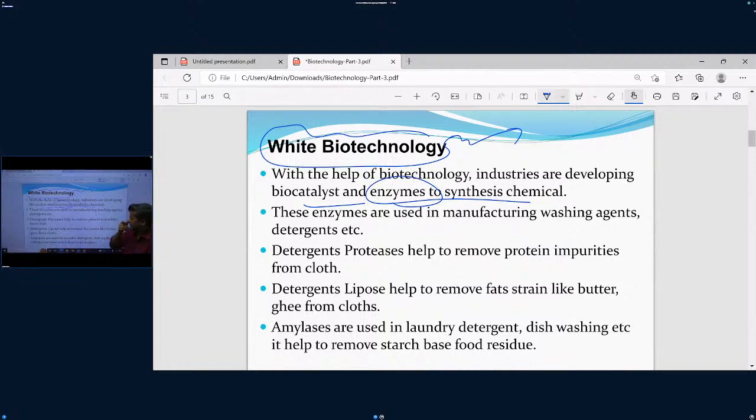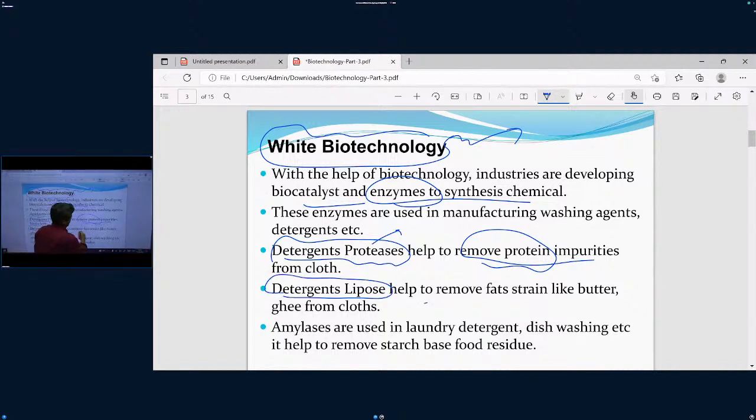For example, detergent protease, which is prepared with the help of biotechnology, is used in industries to remove protein impurities from cloth. Detergent lipase helps to remove fats like butter and ghee from clothes. And amylases are used in laundry and also in dishwashing to remove starch-based food residue. So these enzymes, these biocatalysts, are used in the textile industries.